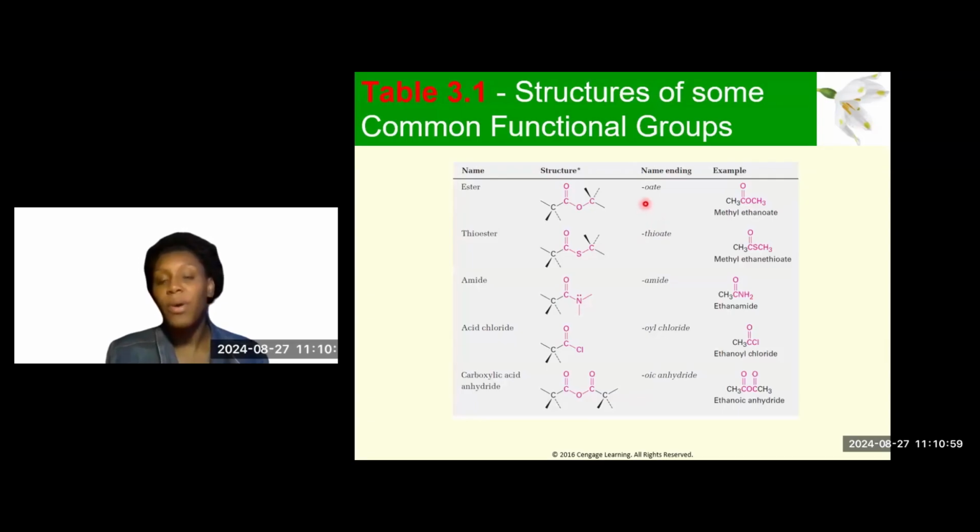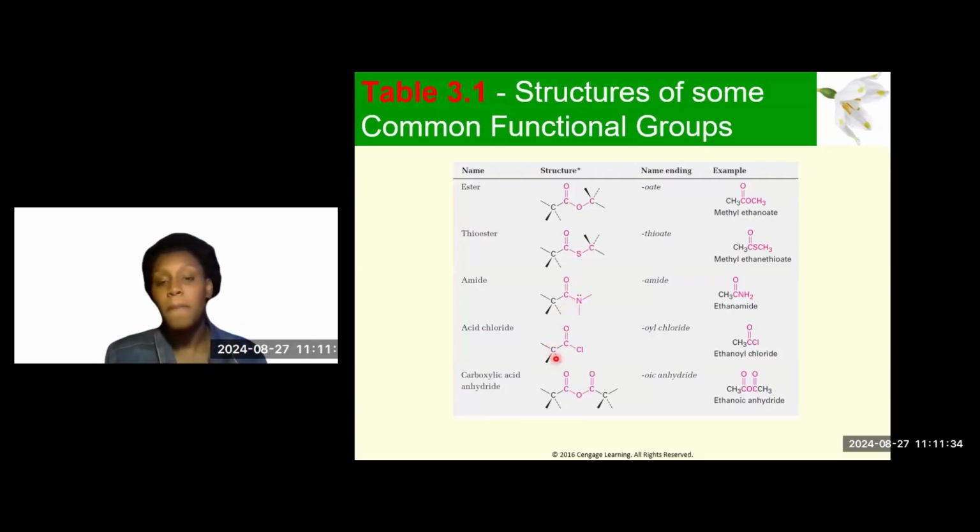We know they're esters when they end with -oate. So methyl ethanoate, that's an ester when you hear -oate at the end. Next, you have a thioester. In this case, you have a sulfur instead of an oxygen, so that thio again. Keep coming down. You have amides. An amide is like an amine, but it's connected to a carbonyl group. So you have an amine, and then when you add a carbonyl group, that's an amide.